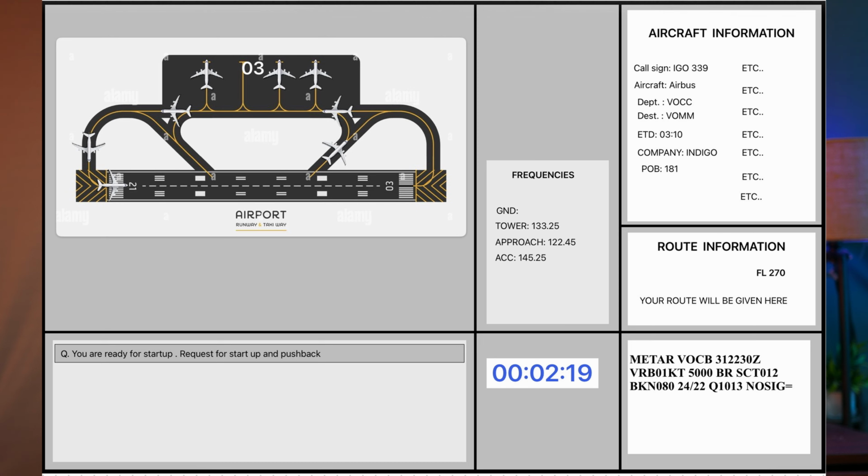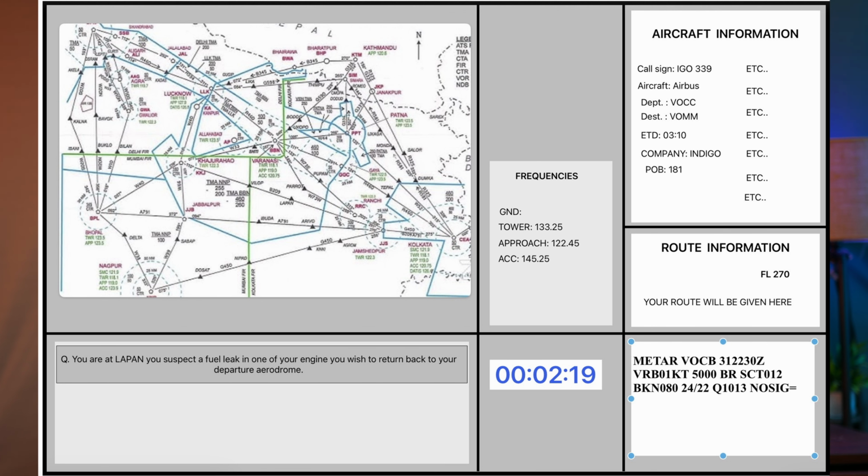Route was given, not the route chart. And for frequencies, there were no ground, but tower, approach, and area control frequencies were given at the first. Initially, a taxi chart was given on the left part. As the question progressed, the route chart was given only for the scenario, which was from Coimbatore to Chennai, not an entire chart. The first question was for startup and pushback. Since there are no ground frequencies available, I would have to contact the tower.